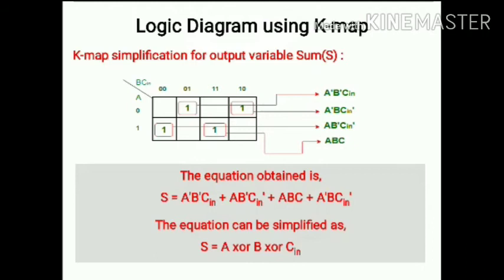After that, we can derive the equation for the output variable sum. So sum equal to ORing all the min terms. So A bar, B bar, C in plus A, B bar, C in bar plus A, B, C in plus A bar, B, C in bar. That is, C in is carry in. After simplification of this form, you will get S equal to A exclusive or B exclusive or C in.